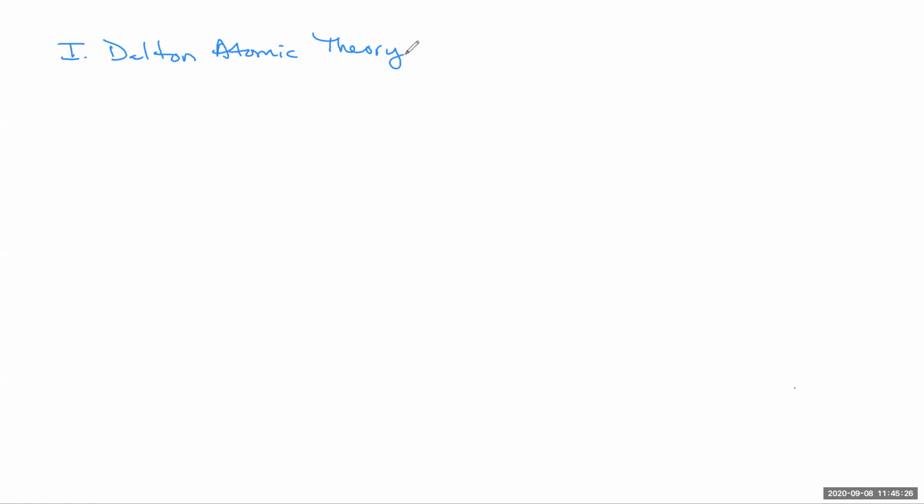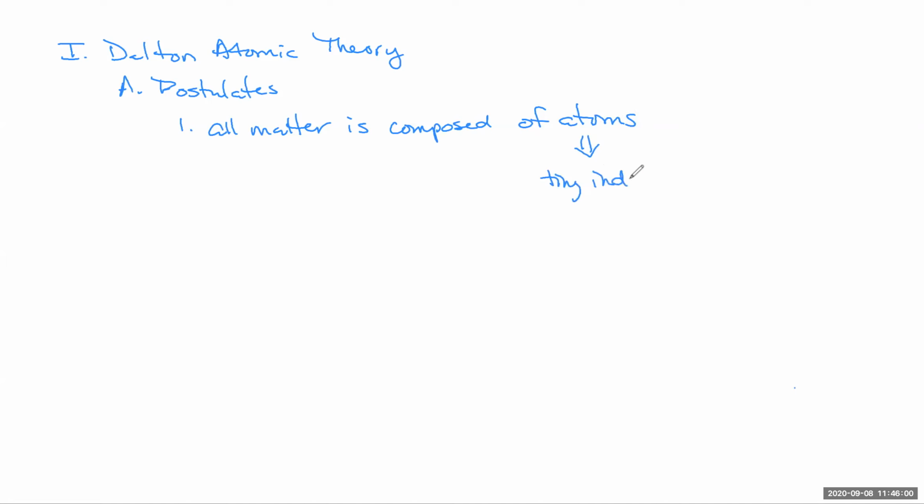the early 1800s. So for hundreds of years earlier, people thought about what the world is, what matter is made up of. Dalton's theory, what he proposed at the time, is not 100% correct, but basically he had a couple of different postulates, parts of his theory. The first one is that all matter is composed of atoms. And he defined an atom as being a tiny, indivisible particle of matter.